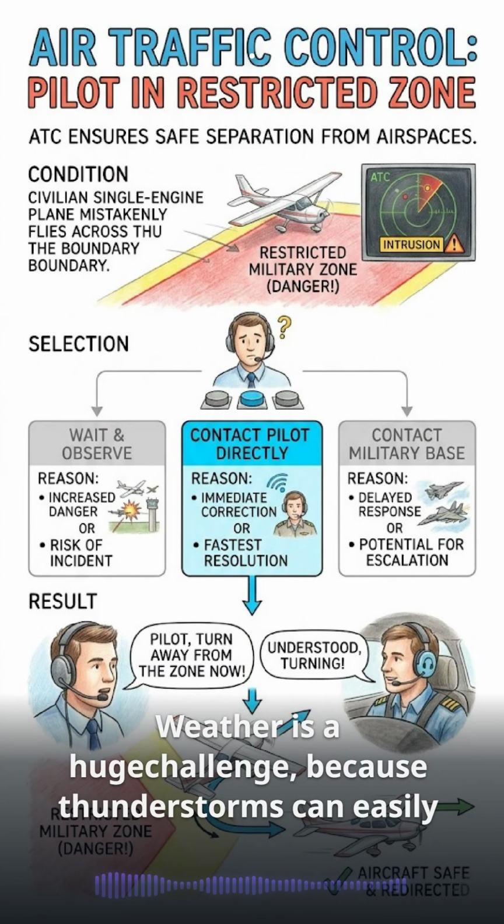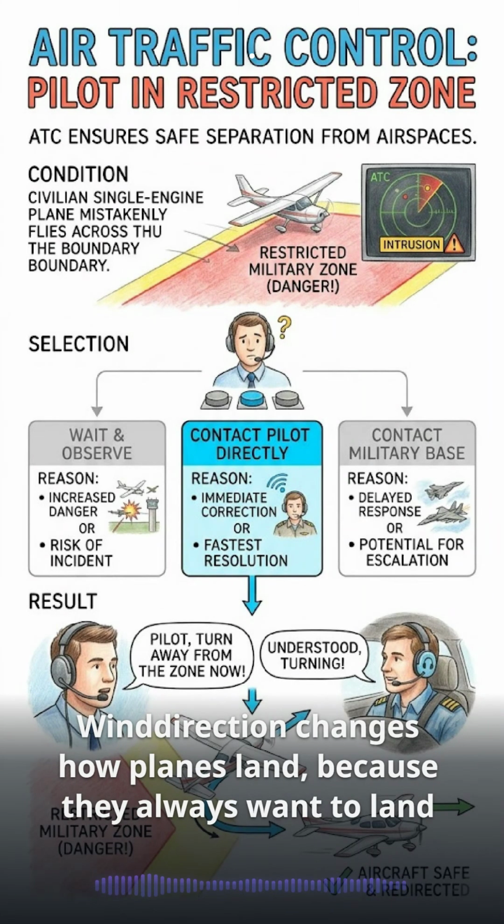Weather is a huge challenge, because thunderstorms can easily damage an airplane flying in the sky. We help pilots fly around bad weather, finding safe gaps between the very dark storm clouds. Wind direction changes how planes land, because they always want to land directly into the wind. If the wind gets too strong, we might have to change the active landing runway quickly.